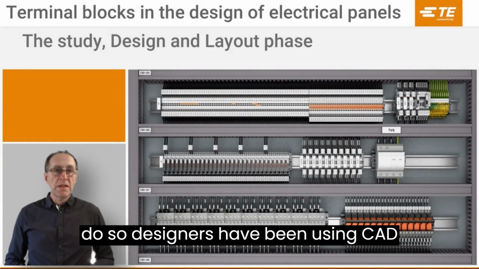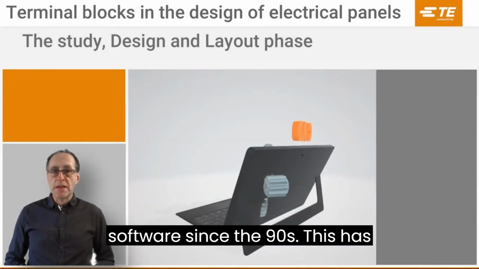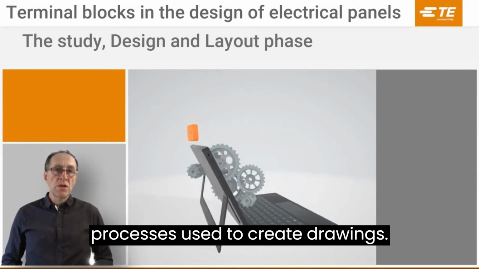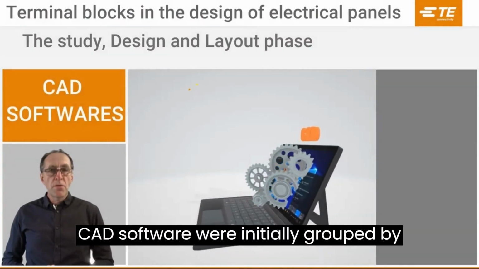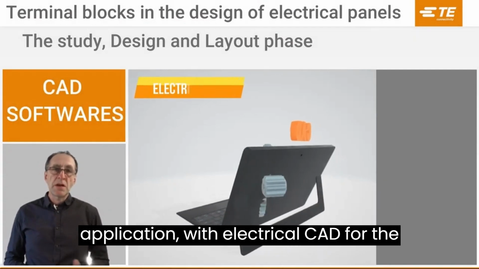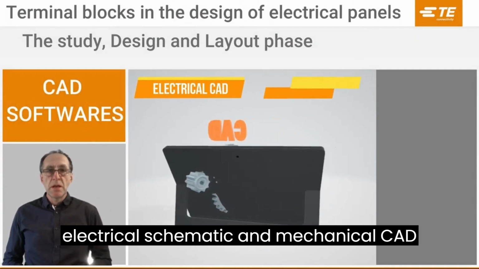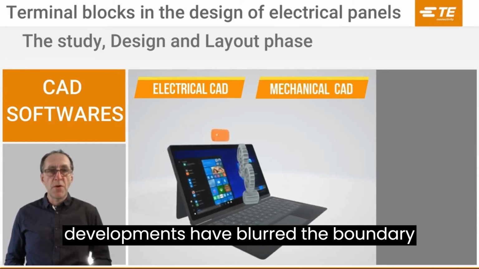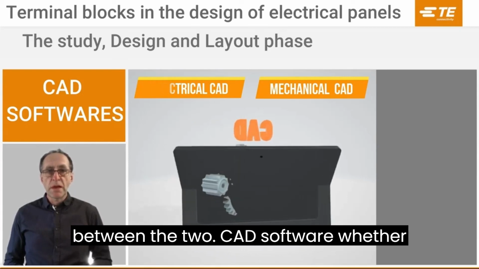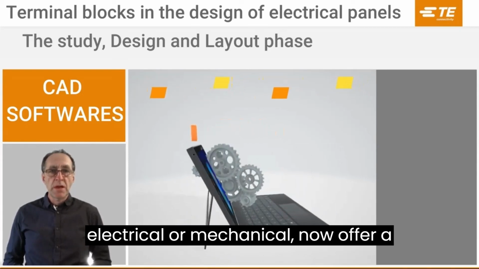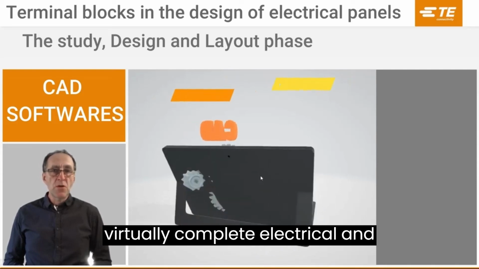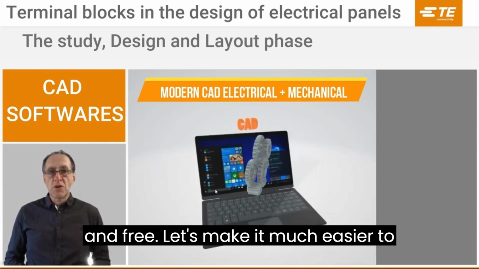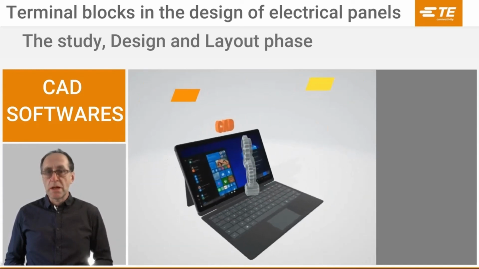To do so, designers have been using CAD software since the 90s. This has radically simplified and sped up the processes used to create drawings. CAD software were initially grouped by application, with electrical CAD for the electrical schematic, and mechanical CAD for the physical layout. Technological development has blurred the boundary between the two. CAD software, whether electrical or mechanical, now offer a virtually complete electrical and mechanical solution, usually in 2D and 3D. This makes it much easier to handle projects holistically.